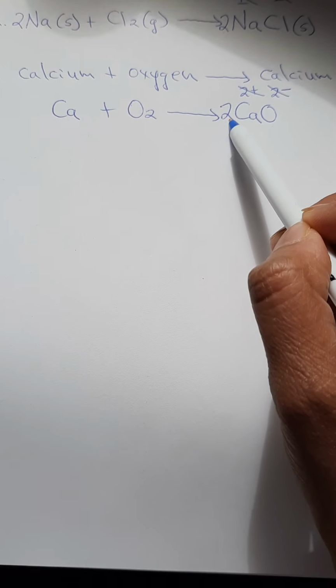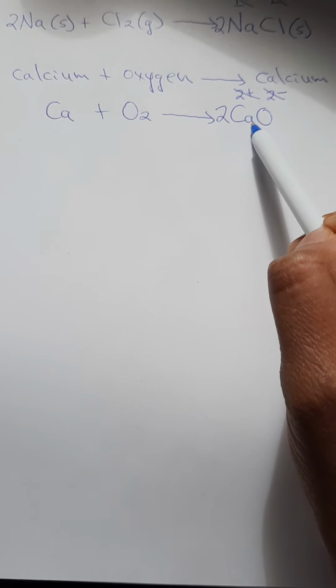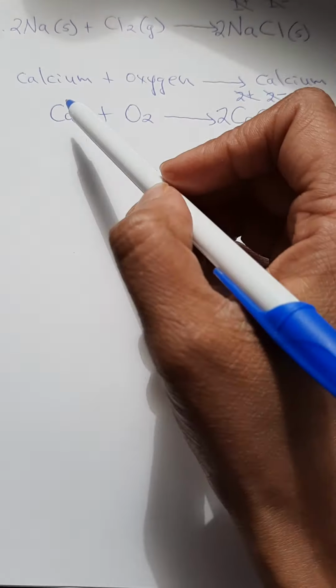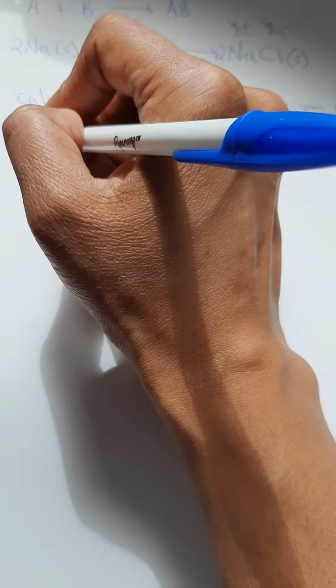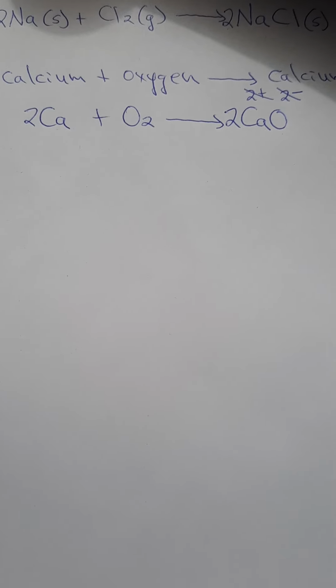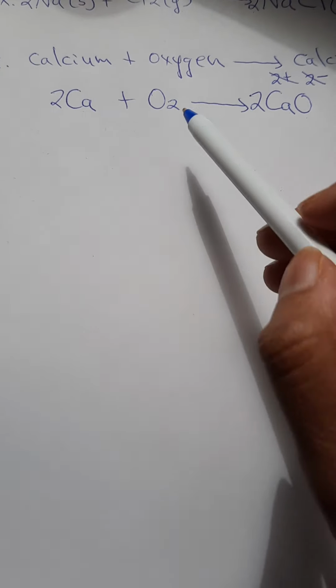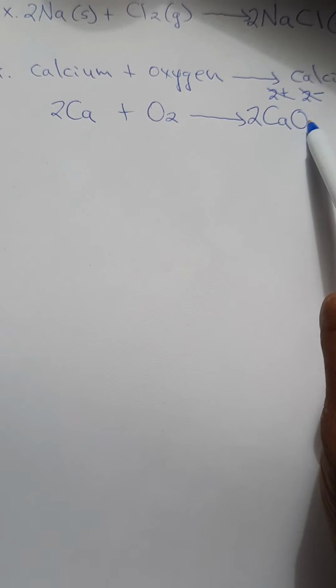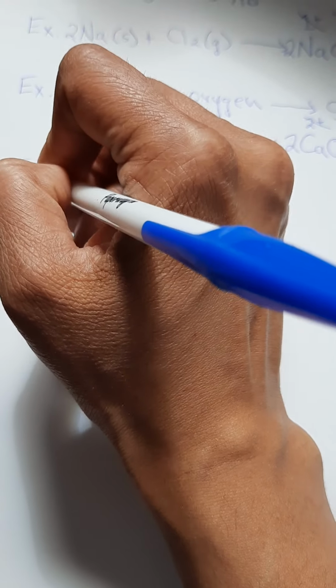So as soon as I put a 2 here, there are 2 oxygens, but there are also 2 calcium atoms on the product side. I notice there's only 1 calcium atom here, so I'm going to put a 2 in front. And I can see that balances everything out. Now there are 2 atoms of calcium on the reactant and product side. There are also 2 atoms of oxygen on the reactant and the product side. Does everyone see that? All right, so good. Let's try another example here.